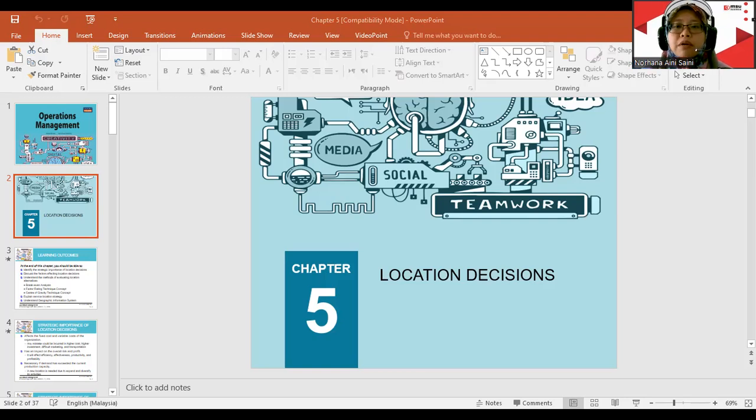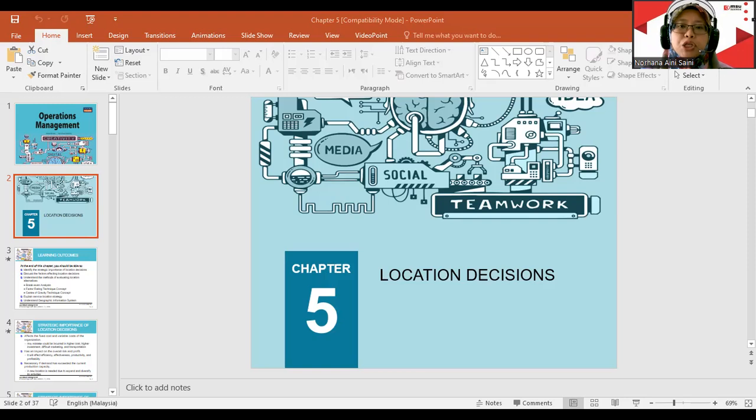Okay, so these are the advantages and also the disadvantages for the product layout. You can go through this by yourself. Then for the second one, we have the process oriented layout. Product meaning that we just focus on the product. Okay, product layout.